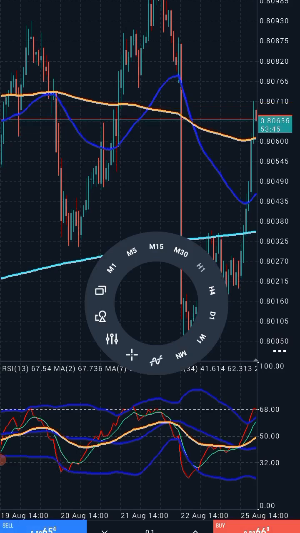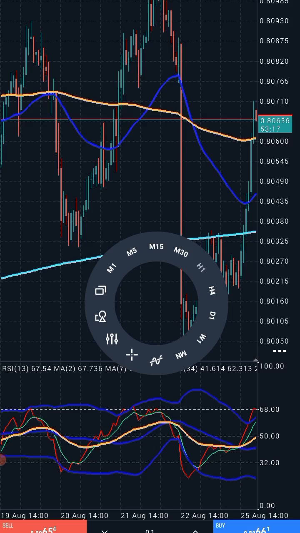You see now we're having 1 minute time frame, 5 minutes time frame, 15 minutes time frame, 30 minutes time frame, 1 hour time frame, 4 hours time frame, daily time frame, 1 week time frame, monthly time frames. Now, these are time frames or durations whereby candlesticks are being formed.